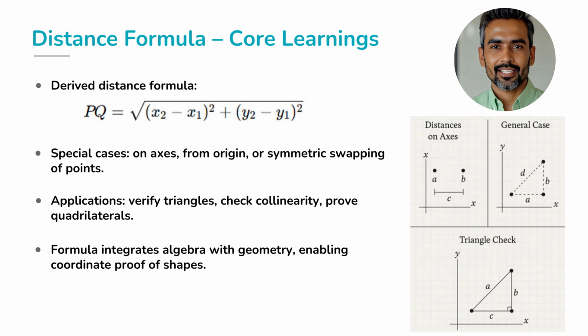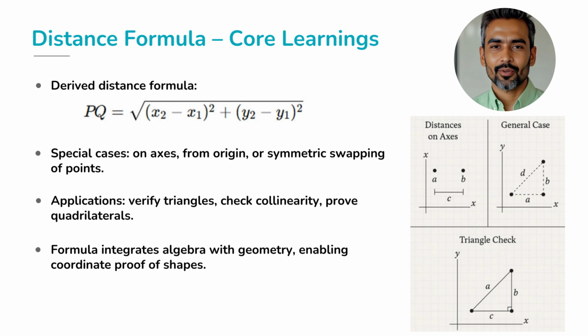Let's tie everything together. We discovered the distance formula. PQ equals square root of open bracket (x2 minus x1) close square plus open bracket (y2 minus y1) close square. We applied it to special cases like points on axis and distance from the origin. Then we used it to check whether points form a triangle, to prove a quadrilateral is a square, and even to test collinearity. This formula is a bridge connecting algebra and geometry, turning coordinates into shapes and shapes into proofs. And that's the magic of coordinate geometry. It makes the invisible connections visible.